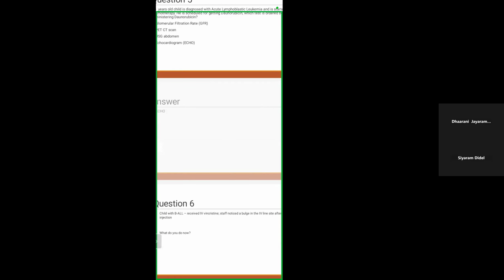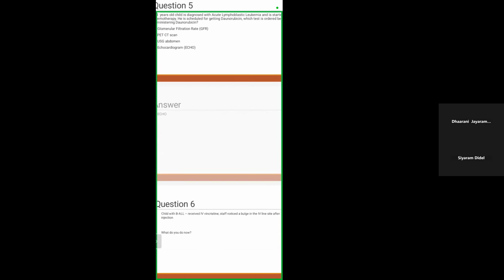So daunorubicin, doxorubicin, all these are called anthracyclines. Anthracyclines can cause cardiotoxicity significantly. So anthracyclines, cardiotoxicity, this we should remember. Daunorubicin, doxorubicin, idarubicin, all these rubicin medicines are anthracyclines, and we need to monitor echo before starting chemotherapy and periodically during chemotherapy.